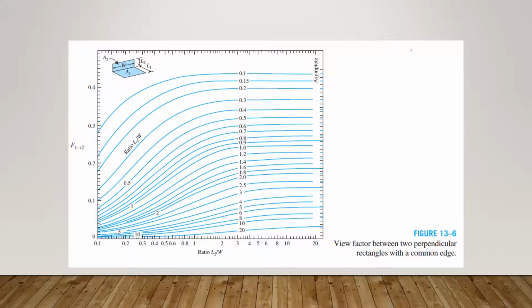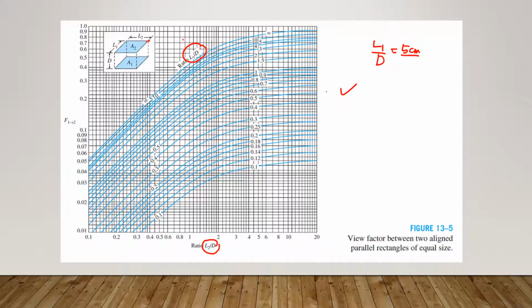What about diameter? Diameter is the length. Okay, so the length of this cube is 5 meters. So L2 over D is 5 over 5. Cancel out, we get 1. So you draw a straight line up, and then find 1. So here is 1. Intercept at this point, so you draw a line and find what is F12.